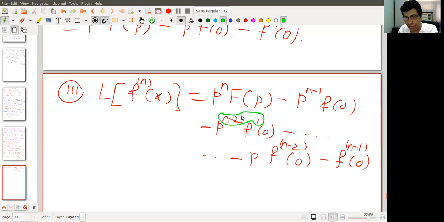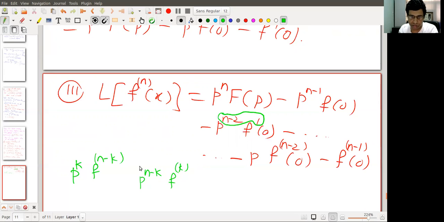Okay, so this n minus 2 plus 1 is n minus 1. Here also p power 1, n minus 2 order, so the addition is n minus 1. Here p power 0, order of derivative is n minus 1. So anywhere the terms will be of the form p raised to k, f raised to n minus k, or p raised to n minus k into the kth derivative of f.